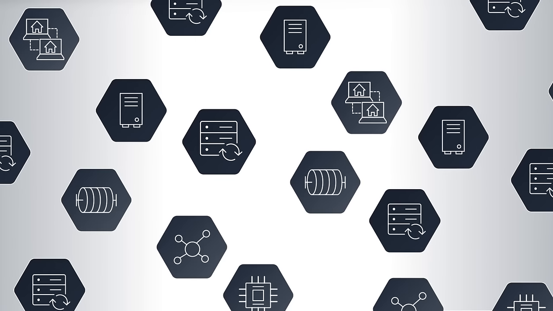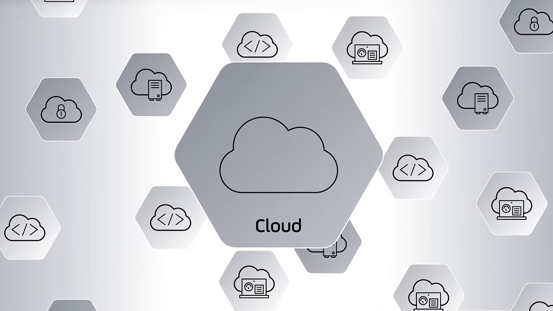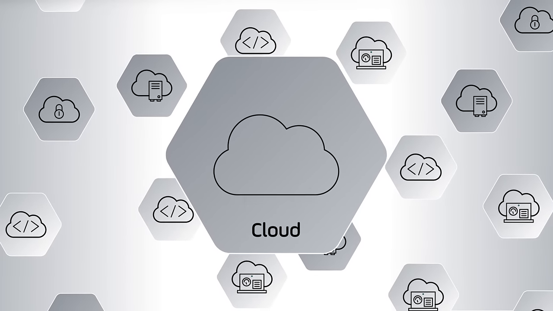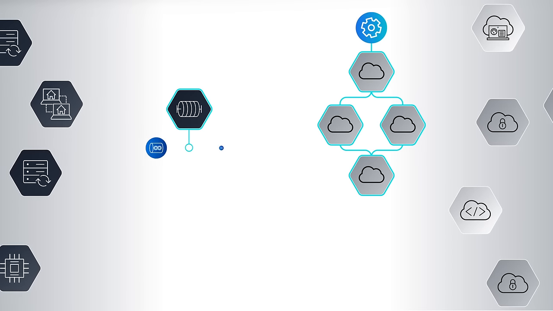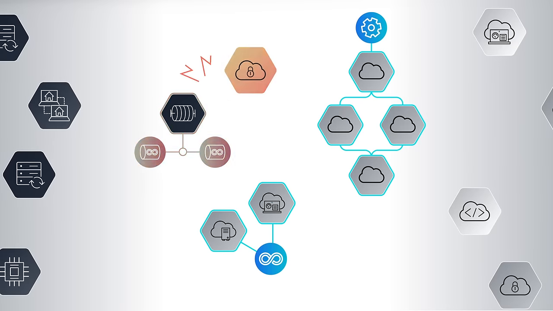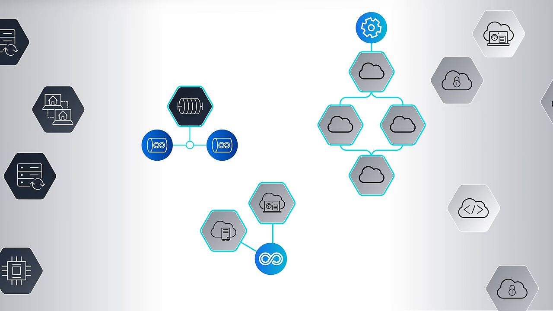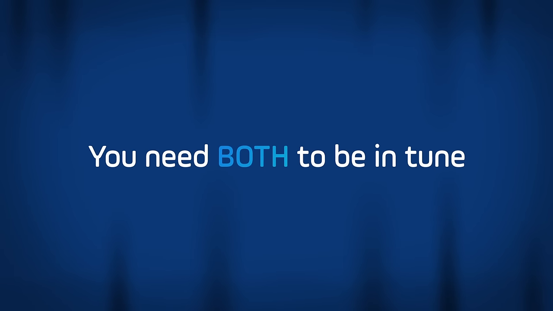Your IT environment is on-prem and in the cloud, which is great because you need both. But automating the workloads, data ops pipelines, or DevOps processes with one or the other is a very manual, disconnected, and time-consuming process, and isn't cutting it. You need both to be in tune.